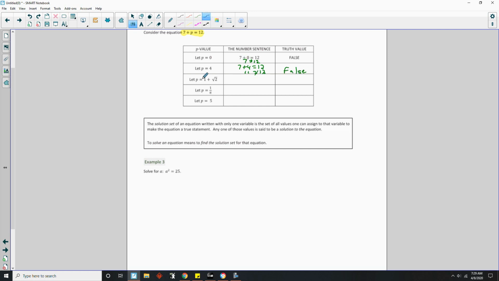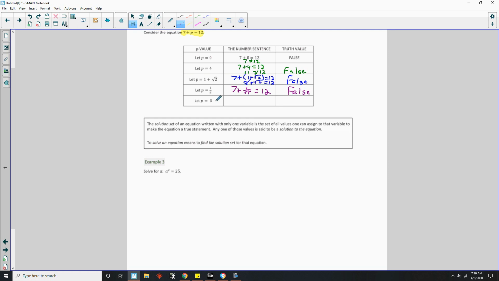Okay, let me change colors here. Let p equal 1 plus the square root of 2. So it would be 7 plus 1 plus root 2 equals 12. Well, that would be 8 plus root 2 equals 12. Well, the square root of 2 does not equal 4, so I know that's false. Square root of 2 is 1 point something. Let p equal 1 over pi. So now they're saying 7 plus 1 over pi equals 12. Well, that's obviously not true because that's irrational, so that's going to be false.